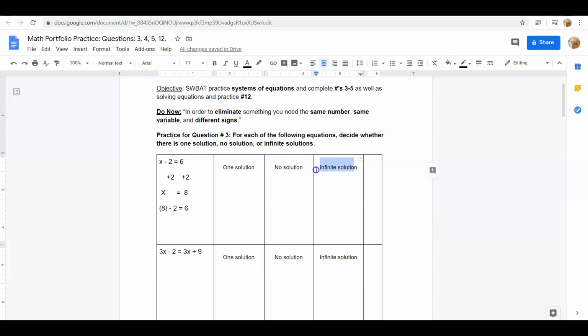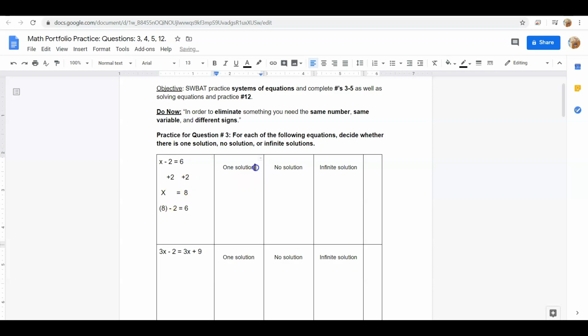Infinite solutions means there are never-ending numbers. You can use any number to make this true. But I think to myself, if I replaced that 8 and wrote 7, think about it. Would it still be 7 minus 2 equals 6? No. So I can't use another number except for 8 to make this true. The only number that you could take 2 away from to make 6 is 8.